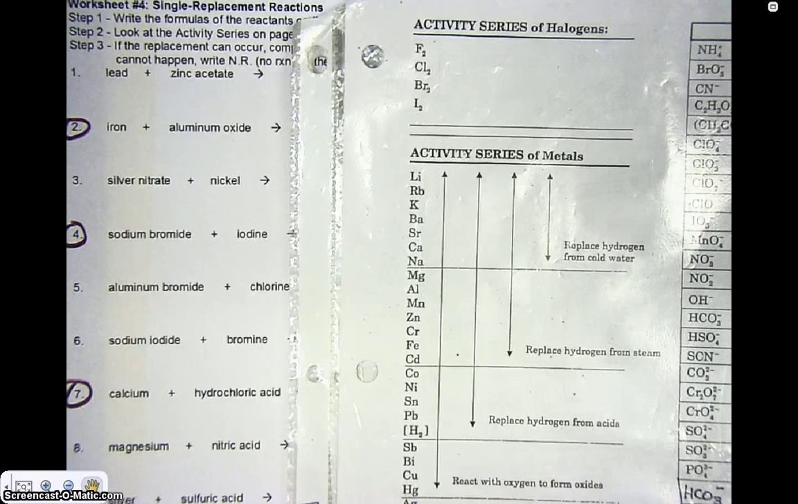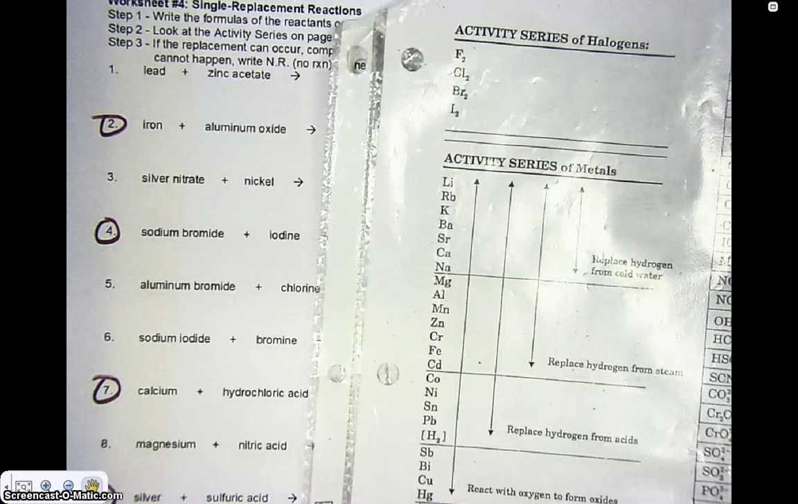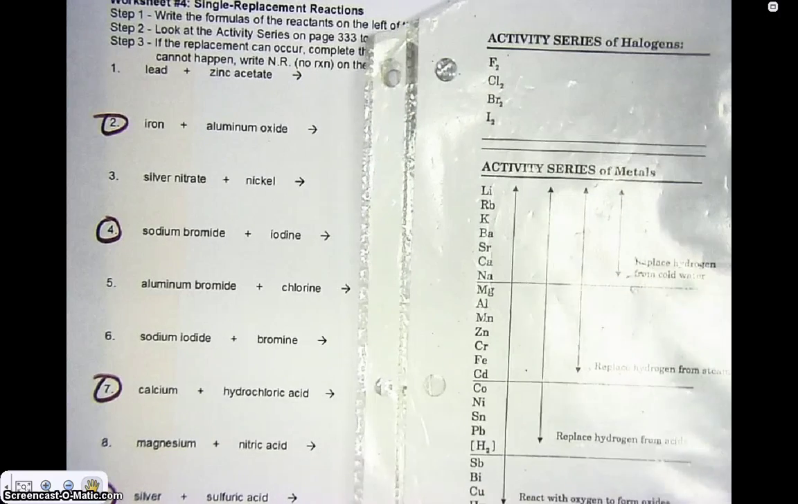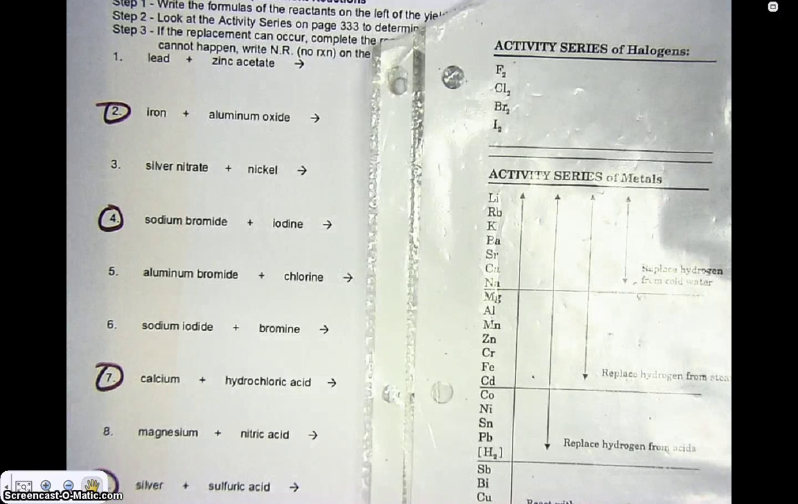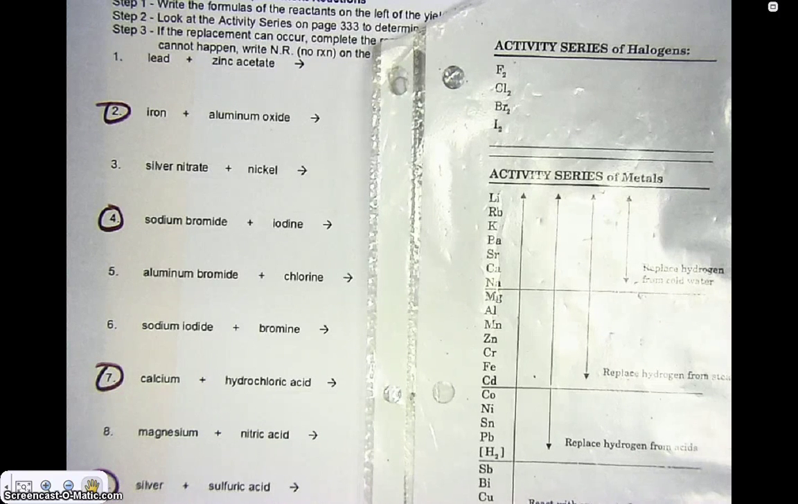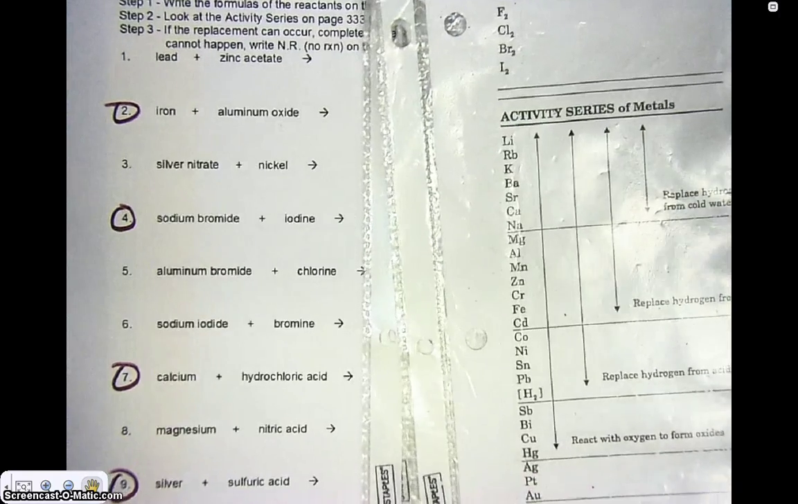If we're going to predict the products and whether or not a reaction would happen, let's use a couple of these examples. This is a worksheet that I got off the internet, and I'm going to post it on the Moodle, and it has an answer key with it. So if you feel like you need more practice other than the ones that I provide for you in class, you can go ahead and do these ones. I'm just going to do the circled problems.